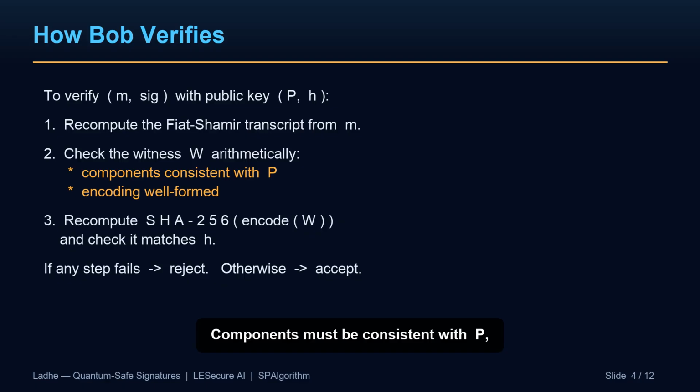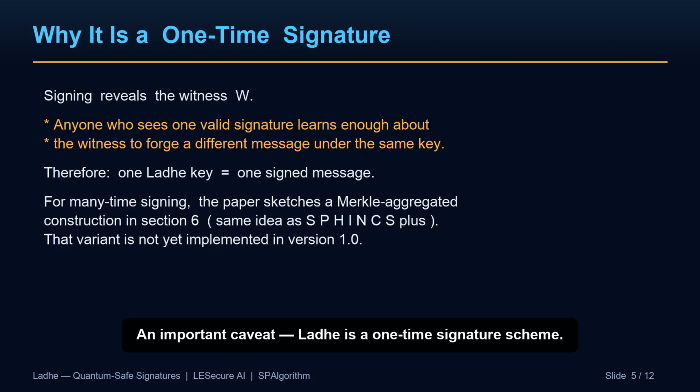Components must be consistent with P, and the encoding must be well formed. Third, recompute the SHA-256 hash of the encoded witness, and check that it matches the public commitment H. If any step fails, reject. Otherwise, accept.